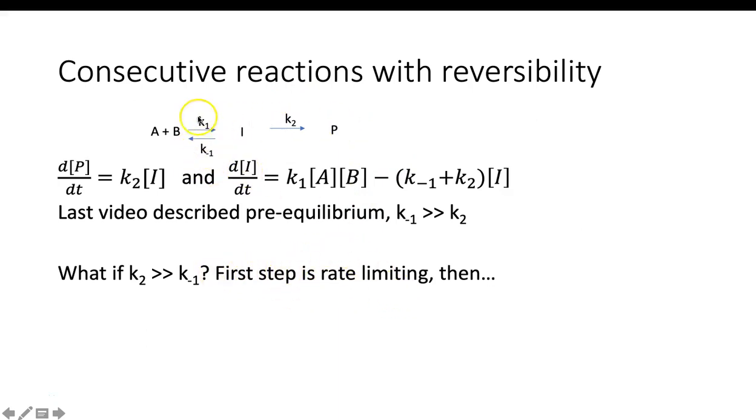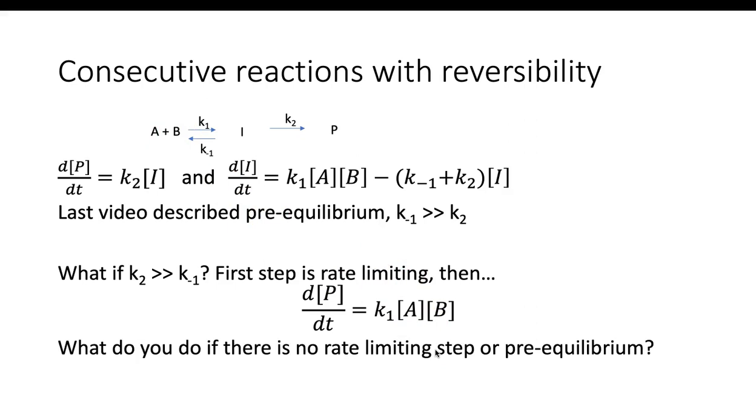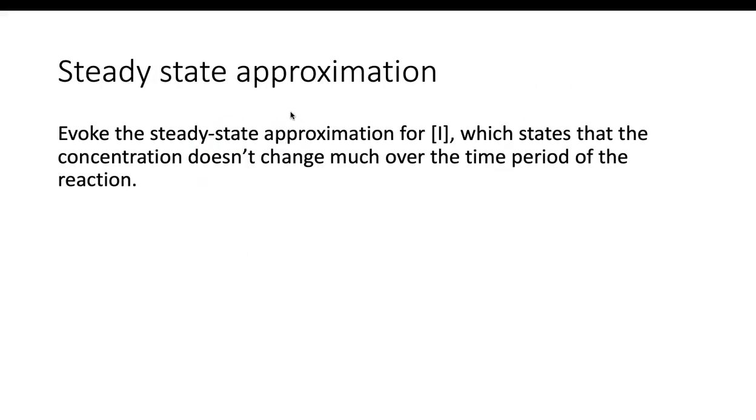Then this first step is basically rate limiting. So in other words, we're almost like our consecutive first order reactions where we ignore the reverse reaction. But in that case, our formation of product is just due to k1 times A times B, or our standard second order reaction. So what do we do if there isn't a rate limiting reaction in k1, k minus 1, and k2? What if they're all relatively similar? Or we don't have a pre-equilibrium?